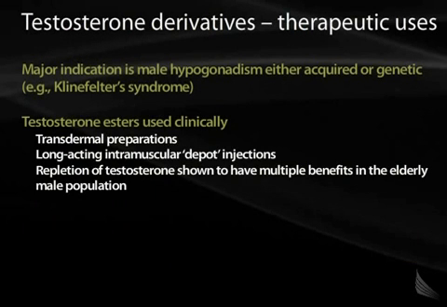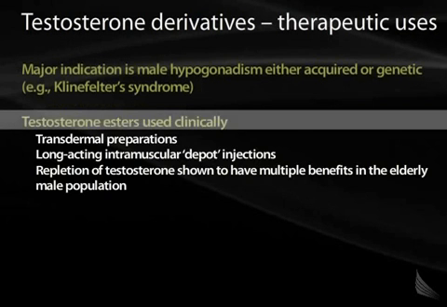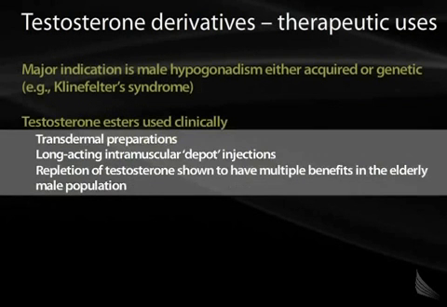Testosterone derivatives have many therapeutic uses, but the major indication is male hypogonadism. This can be either acquired or genetic, for example in Klinefelter syndrome. Certain testosterone esters can be used clinically. These can be transdermal preparations or gels. They can be intramuscular depot injections. Repletion of testosterone in patients that have low testosterone levels can have multiple benefits in the elderly male population, including increased energy.